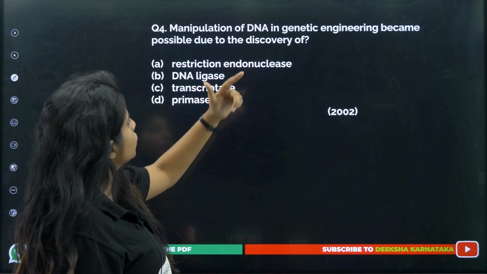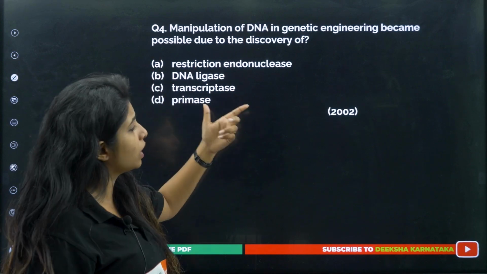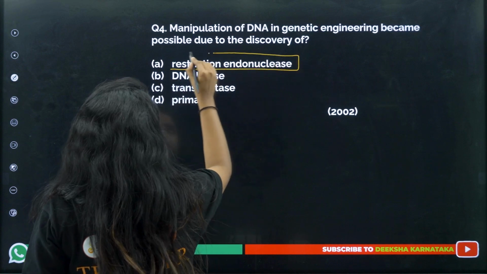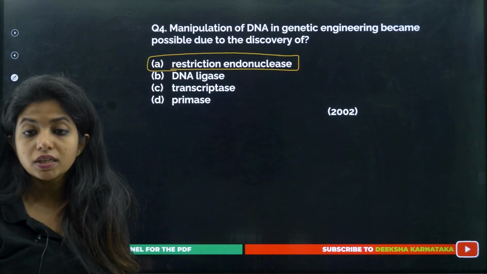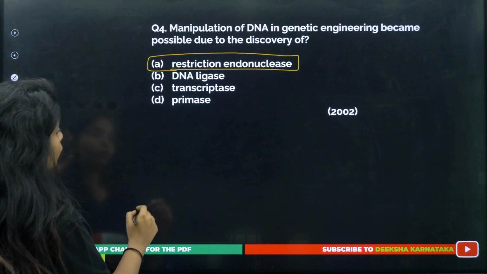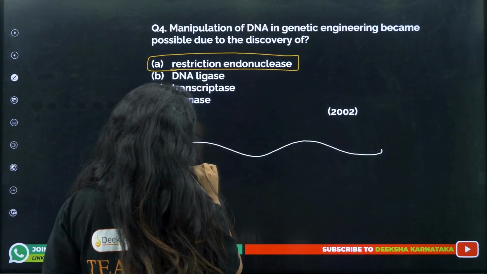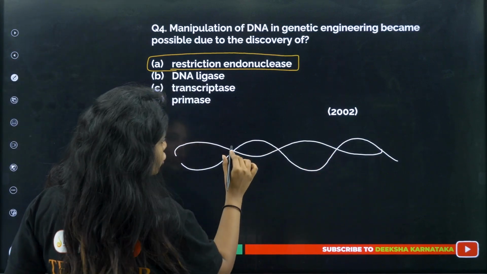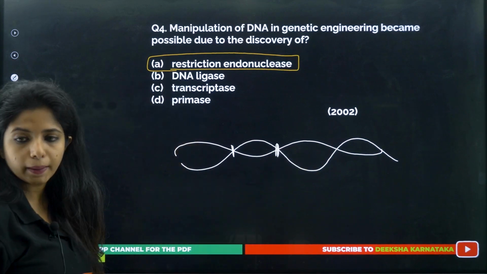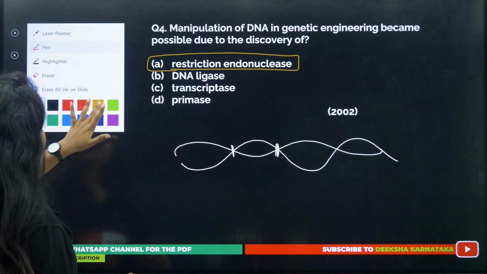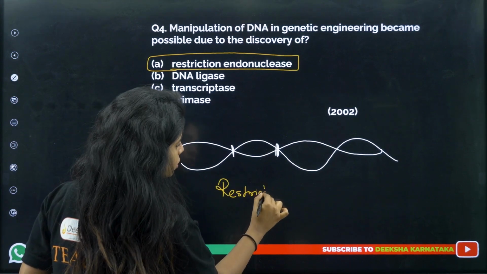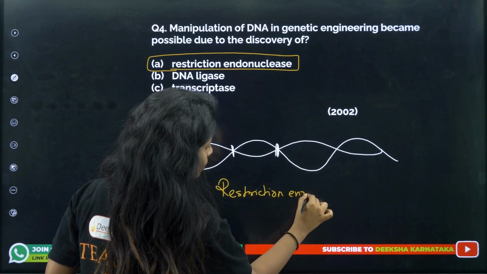Is it restriction endonuclease, DNA ligase, transcriptase, primase? All of them are enzymes. But we should be focusing on restriction endonucleases. What do you mean by restriction endonucleases? These are the enzymes which, for example, this is the DNA and this is the gene of interest. This particular portion I want to cut out. So for that, I need an enzyme and this enzyme is known as restriction enzyme.